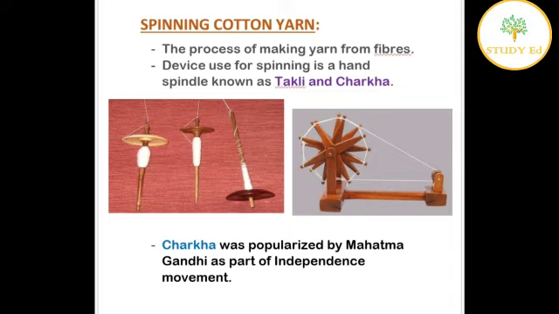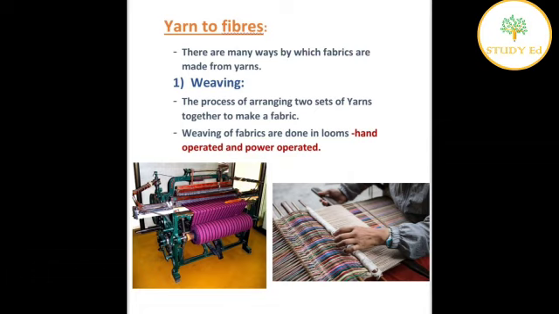Now let us see how fabrics are made. There are many ways by which fabrics are made from yarns, but there are two main processes, that are weaving and knitting. First one is weaving. The process of arranging two sets of yarn together to make a fabric is known as weaving. Weaving of fabrics is done in looms, and looms can be hand operated and power operated. Here in the first image we have a power operated machine, and in the second image we can see a person weaving the fabric with the help of hand.